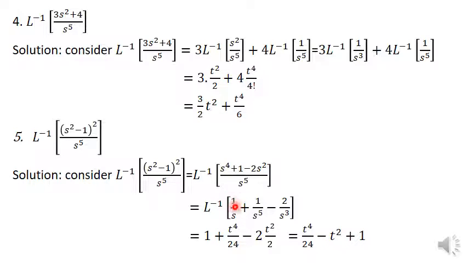So on splitting these we get L inverse of 1 by s plus 1 by s power 5 minus 2 by s cube. Now we can apply the inverse Laplace transform, that is L inverse of 1 by s, that is 1, L inverse of 1 by s power 5, that is t power 4 by 4 factorial, that is 24, minus 2 divided by, this is t square by 2. This is the answer.